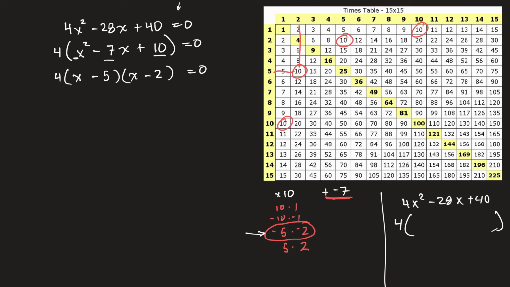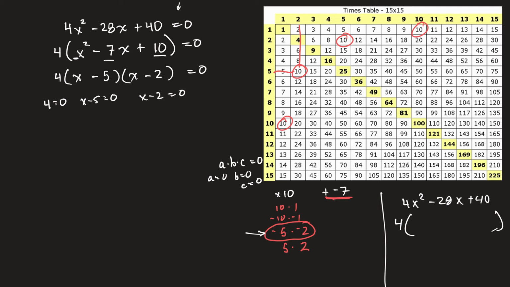So to solve this equation, I'm using the zero property that says if I multiply things, and in this case I've got 3 things, if I multiply 3 things and they get 0, then either A is 0, or B is 0, or C is 0. So I can do that here. So I can say 4 is 0, or x minus 5 is 0, or x minus 2 is 0.